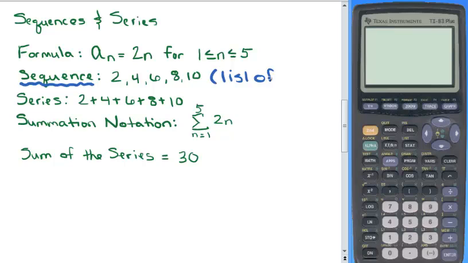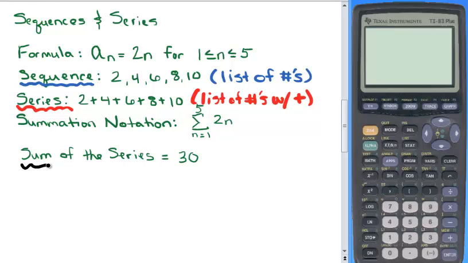In review, the sequence asks you just for the list of numbers, whereas the series asks you for the list of numbers with a sum. So it asks you to write that list separated by plus signs. The sum of the series is asking you just to take that list of numbers and give me the total.